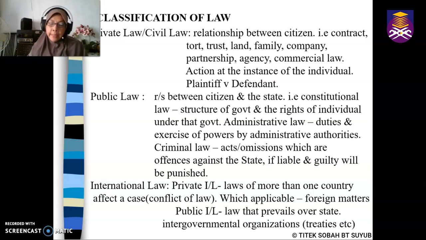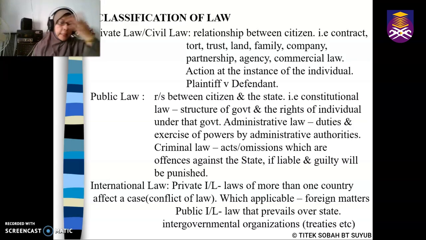Disputes arise with regard to the claim towards Pulau Batu Putih. So this is known as private international law because it does not involve the whole world. It involves certain countries only, with regard to a certain dispute between those countries. So this is private international law.